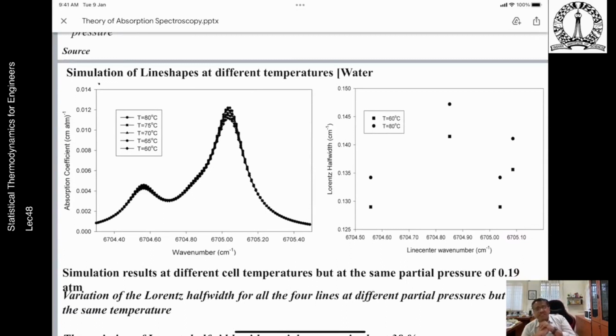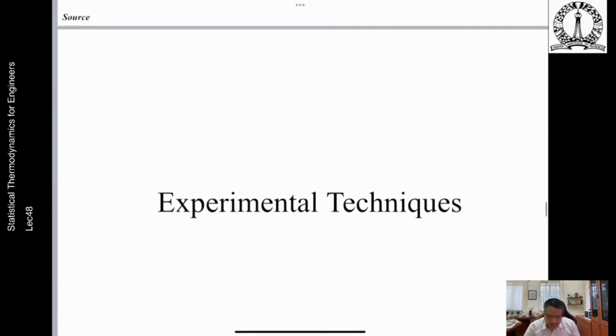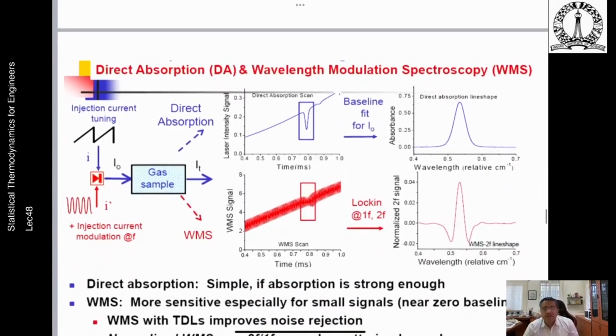So here you can see the variation of line shapes at different temperatures. Okay, so this is what you get. Here the half width doesn't change by that much. Well, it changes, but not by that much. The variation of half width with partial pressure is about 38%, not so much with respect to temperature. Okay, so how do you measure it experimentally?